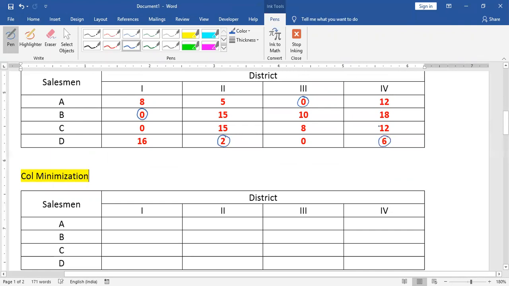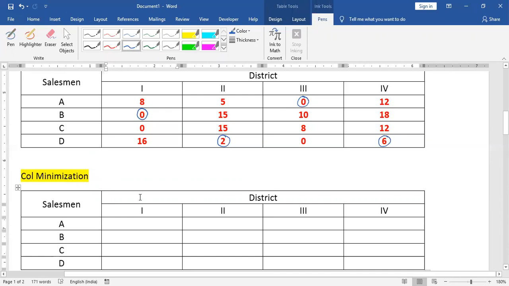So what we will do, we will subtract the minimum value of each column from the corresponding columns. So 8 minus 0, because the minimum is 0, so it remains the same as it is. That is 8, 0, 0 and 16.